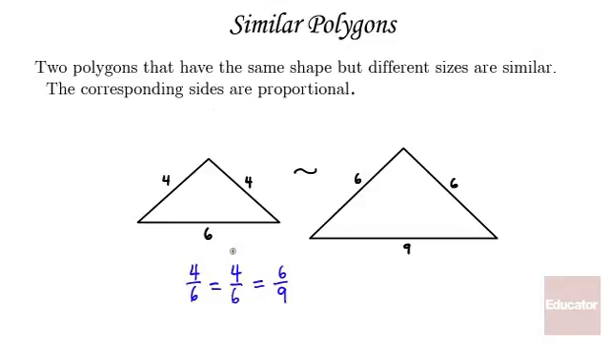Okay? So see how this all equals each other? 4 over 6 is equal to 4 over 6. It's also equal to 6 over 9 because they all equal the same ratio of 2 over 3. Okay? All of these ratios equal 2 over 3. So that means these are all the same.